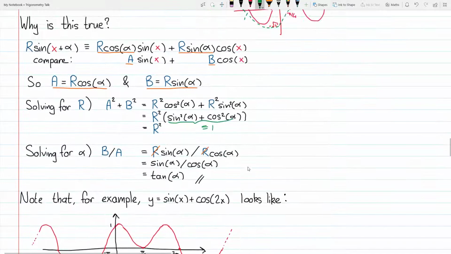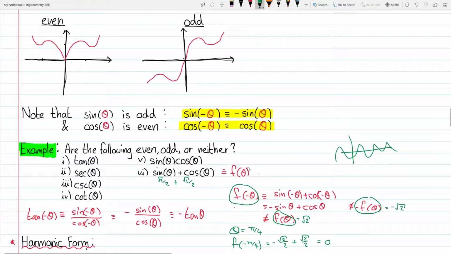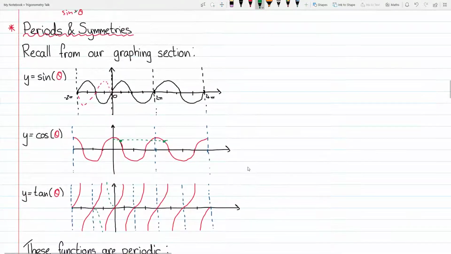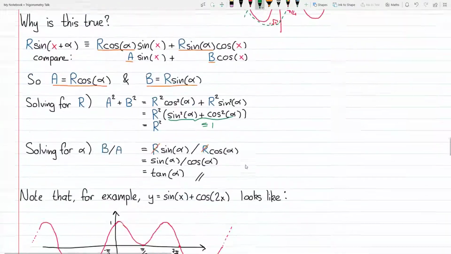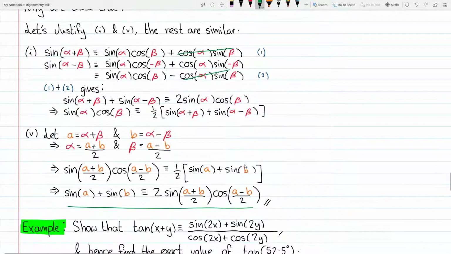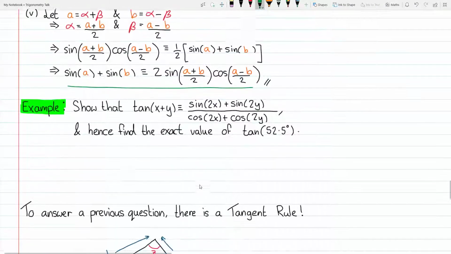Did I skip an example somewhere? I don't think I did. No, I don't think I have done. Okay. So yeah, we've proven this identity.